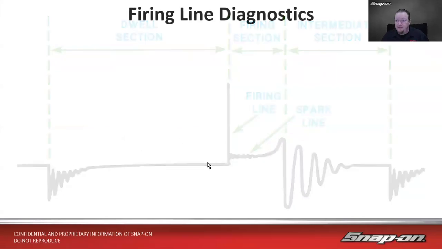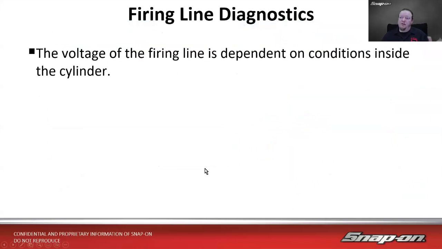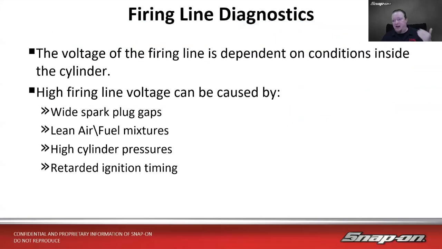And then we start dwell again, and we start back over here. Starts back over again. So the voltage of the firing line is going to be dependent on what's going on inside the cylinder. High firing line voltages can be caused by wide spark plug gaps just because I have a larger distance to cover. Lean air fuel mixtures, because the fewer hydrocarbons I have to burn, the voltage will go up, the leaner it is. High cylinder pressures, because it's harder to get the molecules apart because they're being pressed together so much. And then retarded ignition timing because of where it is in the piston stroke, because that'll change the dynamics in the cylinder. Right?